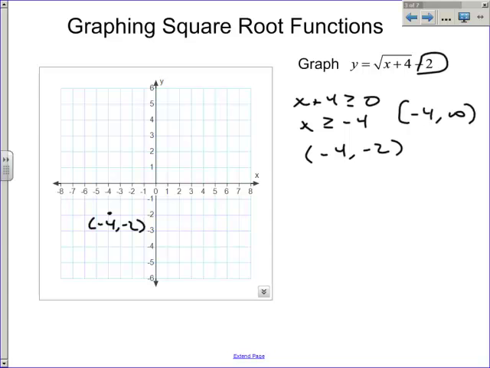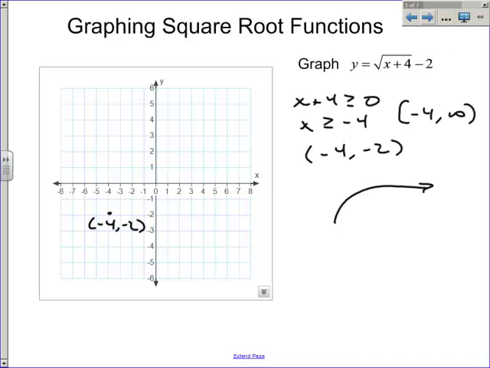Once again, this graph isn't reflected anywhere, so I know the basic shape of the graph is going to be something like this. However, let's see if we can make it a little bit further along. Does this graph have a y-intercept?